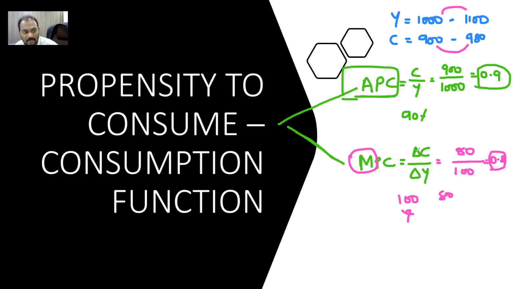So the formula for marginal propensity to consume is delta C upon delta Y, right? Delta C stands for change in consumption. Delta Y stands for change in income. So if you apply the formula, the change in consumption is 80 and the change in income is 100. So 80 upon 100 is 0.8. That means from your additional income, which is 100, you have used 80 for consumption. So how much of the additional income is used for consumption is called marginal propensity to consume.